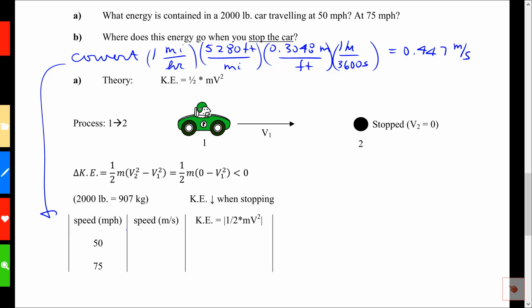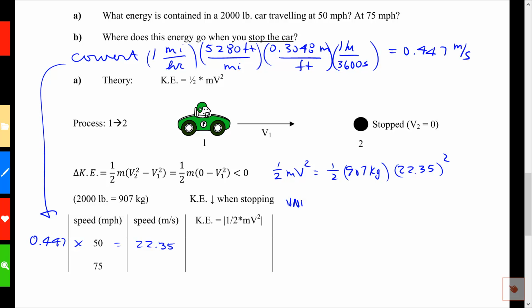So let me take my 50 miles per hour and multiply it by 0.447, and that'll give me 22.35 meters per second. All right, let's compute 1/2 mv squared. See what that looks like. My mass is 907 kilograms, and my velocity for the low speed case is 22.35 squared. What are the units on that?